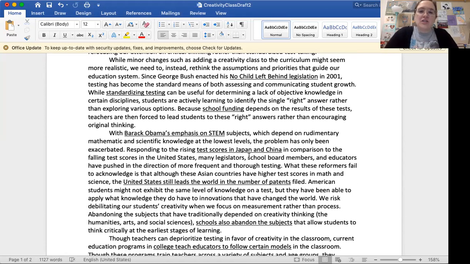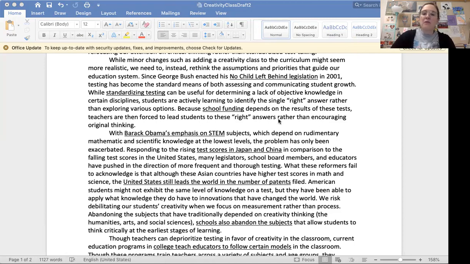I say, while minor changes such as adding a creativity class to the curriculum might seem more realistic, we need to instead rethink the assumptions and priorities that guide our education system. Since George Bush enacted his No Child Left Behind legislation in 2001, testing has become the standard means of both assessing and communicating student growth. While standardized testing can be useful for determining a lack of objective knowledge in certain disciplines, students are actively learning to identify the single right answer rather than exploring various options. Because school funding depends on the results of these tests, teachers are then forced to lead students to these right answers rather than encouraging original thinking.